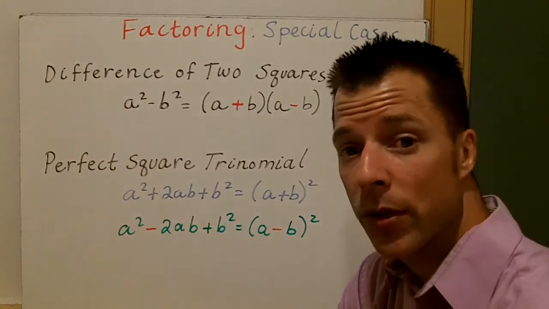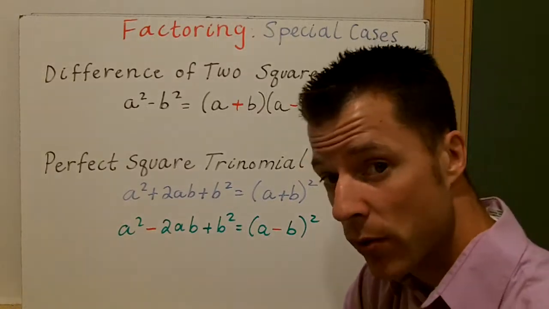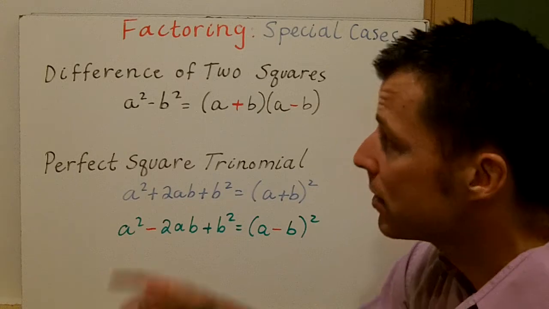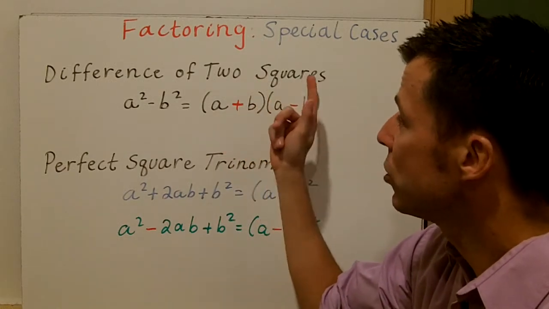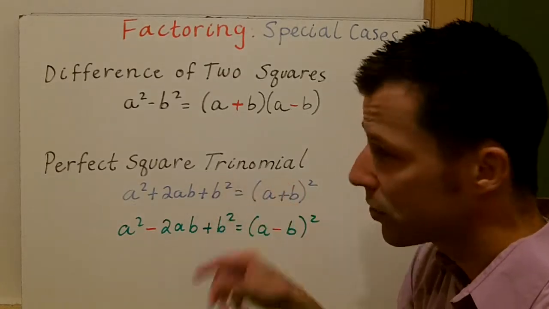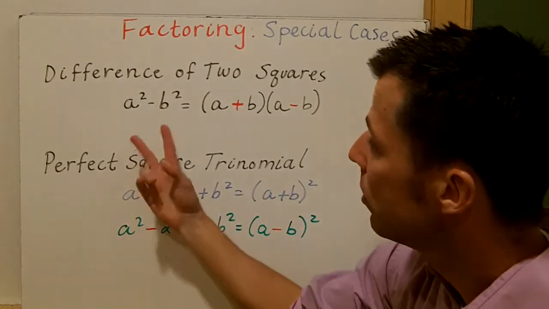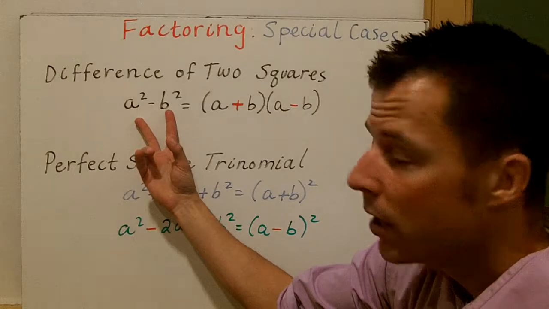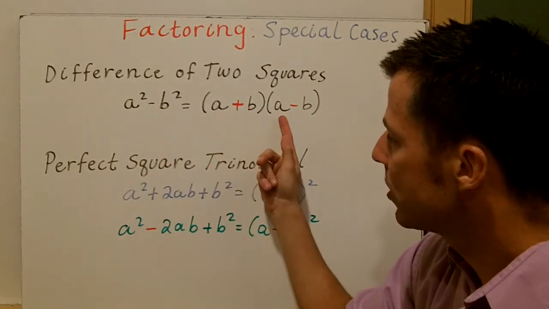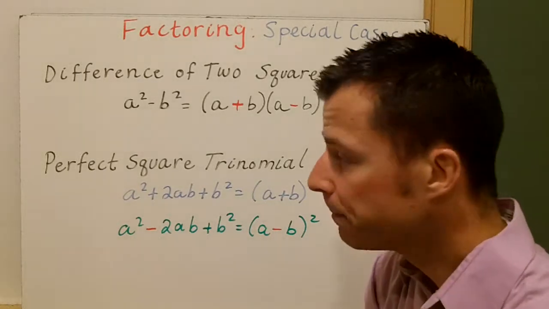We got two patterns we're going to talk about: the difference of two squares pattern and the perfect square trinomial pattern. The key for these patterns is we're talking about difference of two squares, perfect squares, or perfect square trinomials. Trinomials meaning three terms. So when you look at having two terms that are both squared and there's a difference, you can factor it as a plus b times a minus b.